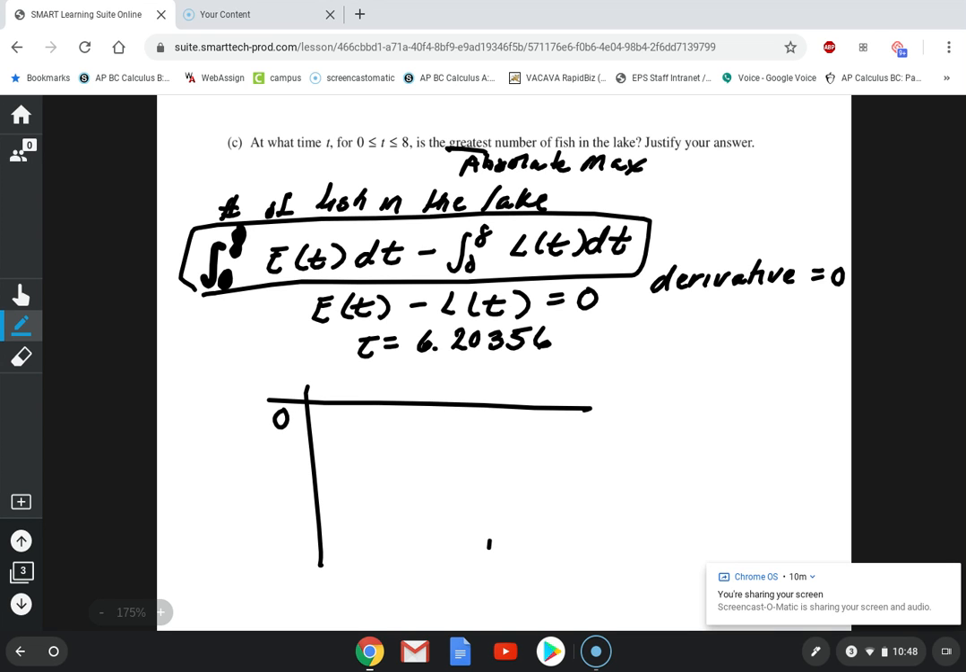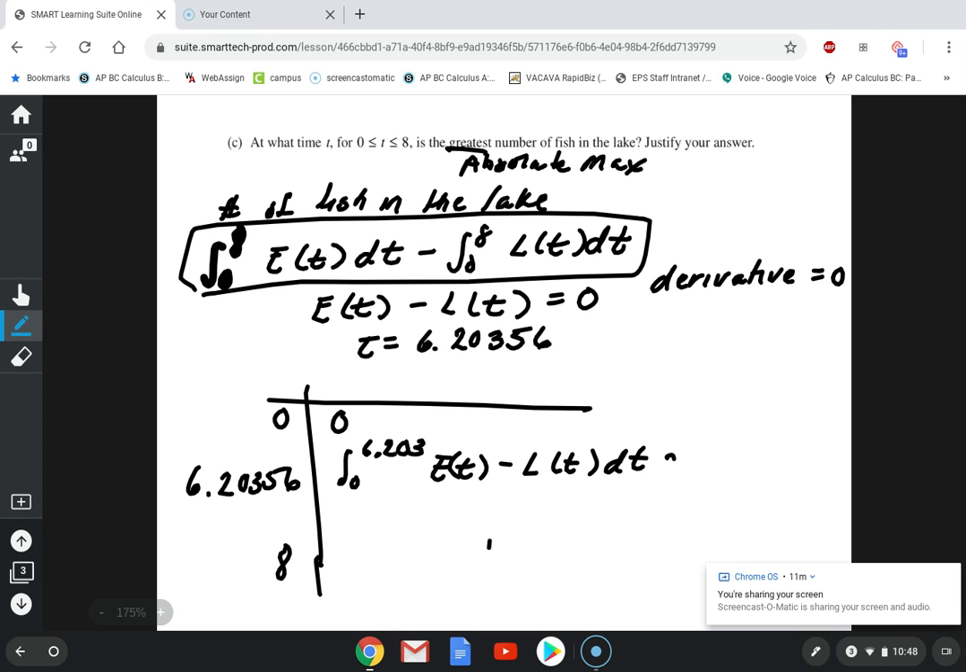So my endpoints are 0 and 8. And then I have this critical number at 6.20356. If I put a 0 in, I'm going to get out 0. If I put in 6.203, I'm going to have the integral from 0 to 6.203 of E of t minus L of t dt, which is approximately 135.0149.